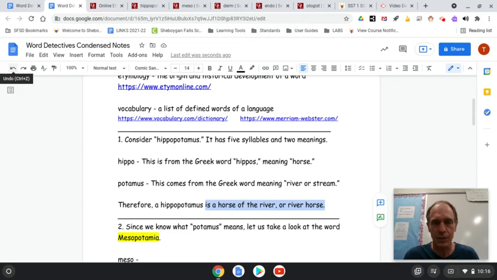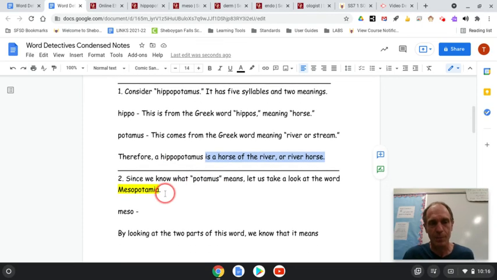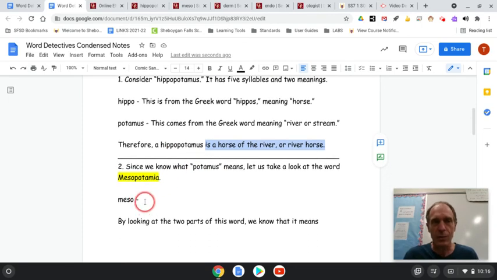Hippopotamuses are territorial, and you might be like that poor guy who ended up being thrashed around and lost a leg, but he did survive. Okay, since we know what potamus means, let us take a look at the word Mesopotamia. Now, meso, we have to find out what that means.